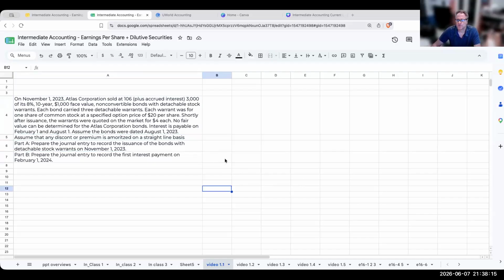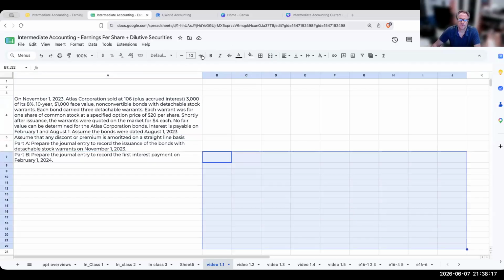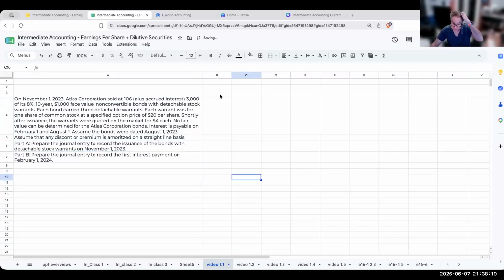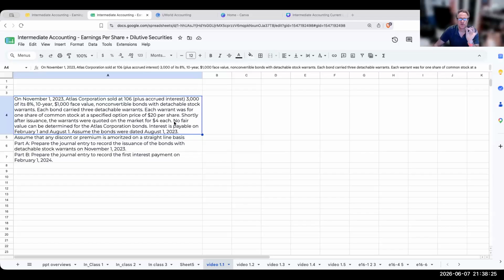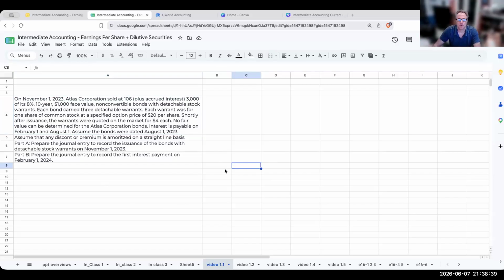Okay, so as we're going through this, the first thing we want to do is ask, what are we pegging our value to? And right over here, it says no fair value can be determined for the bond. So what we're going to do first is figure out how we value the warrants.